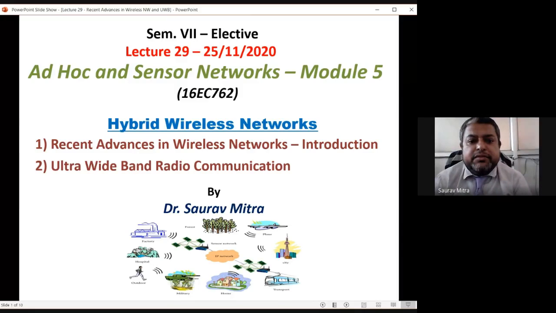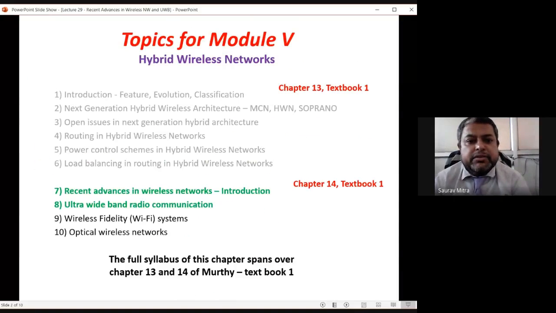There are mainly 3-4 technologies that we are going to check. The first technology is called ultra wideband radio communication. The next technology is called wireless fidelity, and the last technology is called optical wireless network. And there is the IEEE 802 standard that we will also see in this.